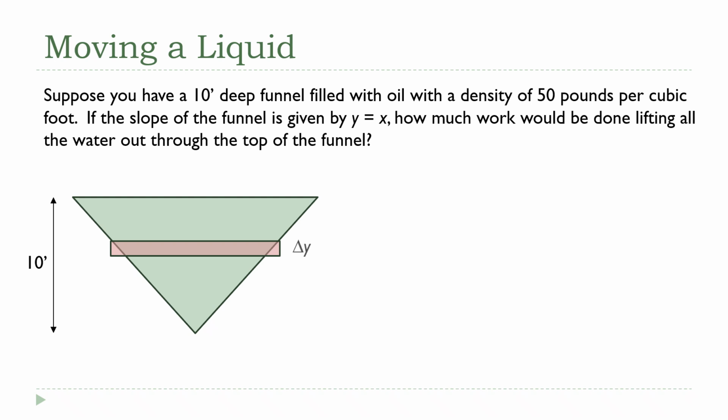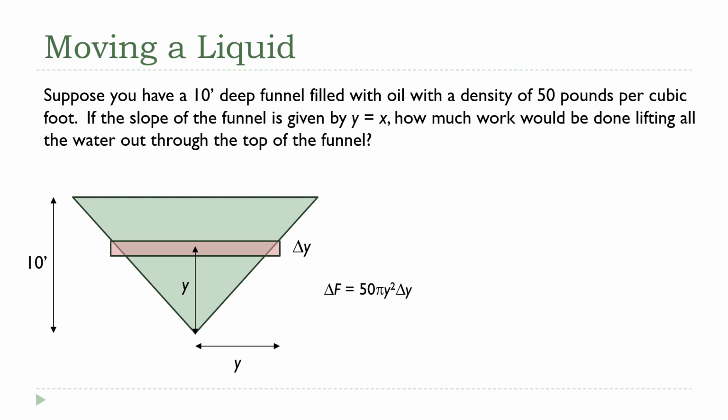Okay, so I'm going to assume that the height of my slice here is delta y. I'm going to assume that it's y feet up from the bottom, measuring in feet here. And that means that the radius of this cylinder is also going to be y units, because that side is given by that equation y equals x. All right, that's enough for me to calculate the total force, the total weight of that section. The change in force to move that piece is going to be 50 pi y squared delta y.